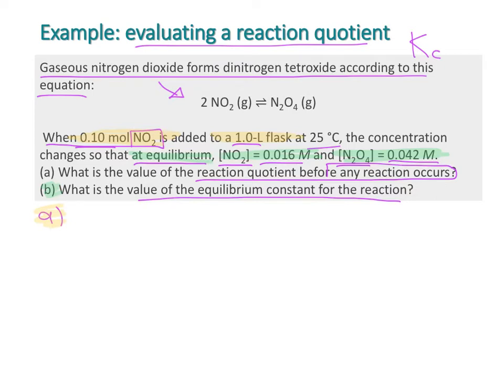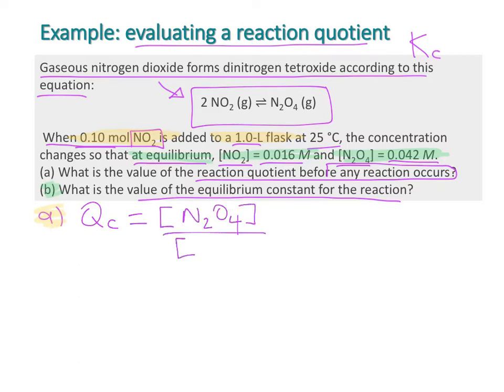So for A, we are going to calculate QC equals, and first we have to set up this reaction quotient according to this reaction. So remember, it's products over reactants, N2O4 over NO2, and then we raise NO2 to the coefficient, which is 2. Okay, so we have to find the concentration for NO2 and also for N2O4. The concentration for N2O4 is going to be easy, it just requires you to think about what's going on.